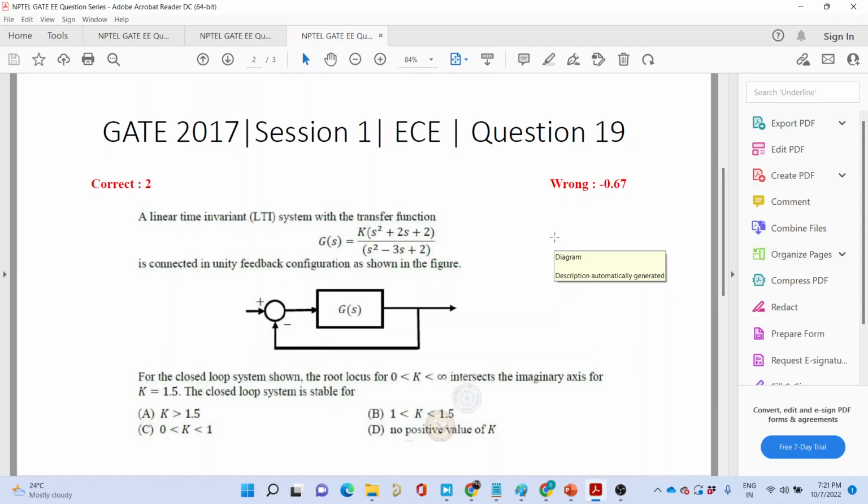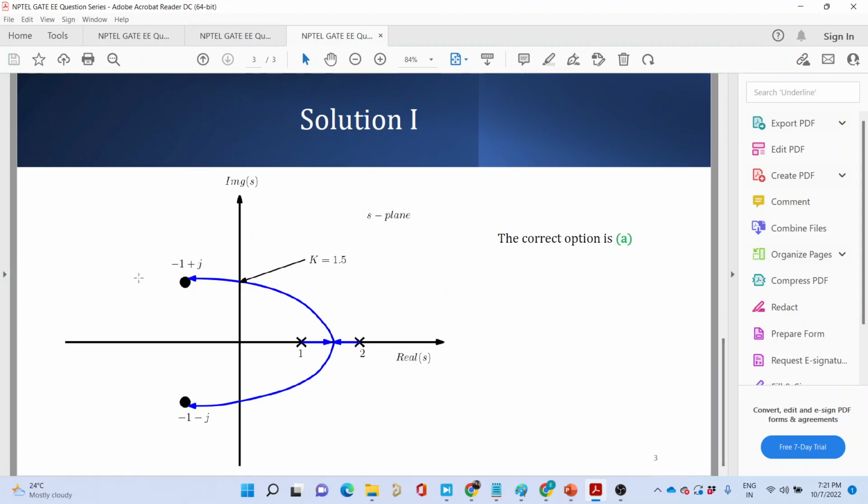You are correct. A is the correct answer. So the root locus would look something like this. It starts from open loop poles, and then it goes to the open loop zeros. So you see that this root locus would look something like this.